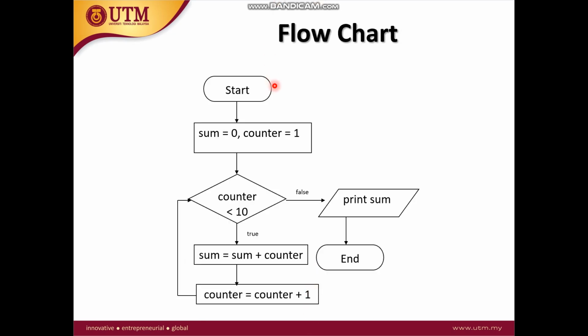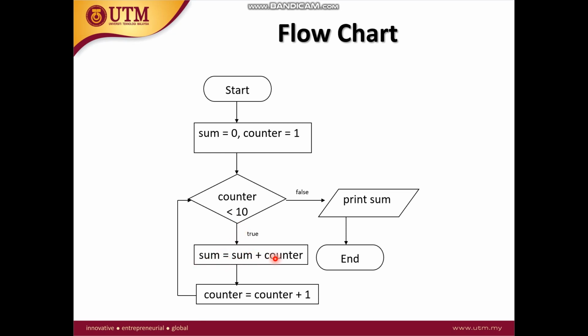And now we are solving the previous problem using a flowchart. We have start, summation equals 0, counter equals 1. So we can say counter equals 0 or 1. It doesn't make any difference because adding 0 doesn't make any difference. So while counter is smaller than 10, 1 is smaller than 10? Yes, true. So it comes to this point.